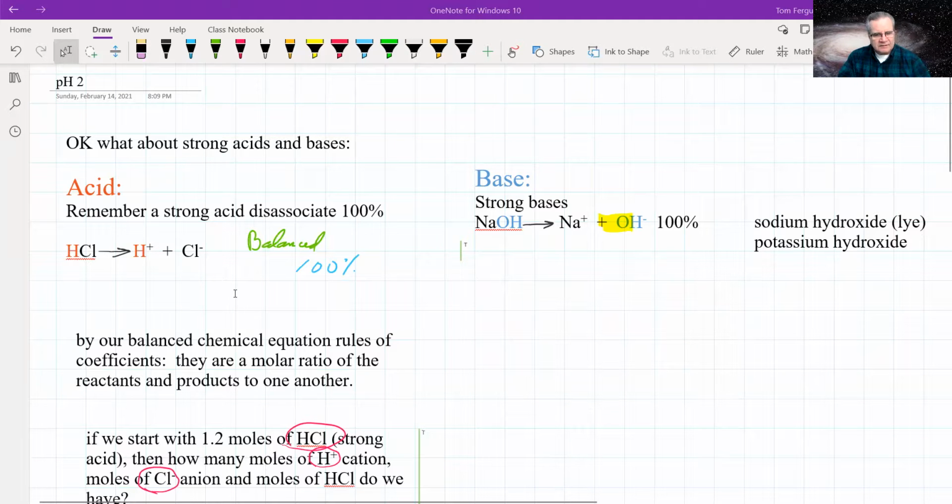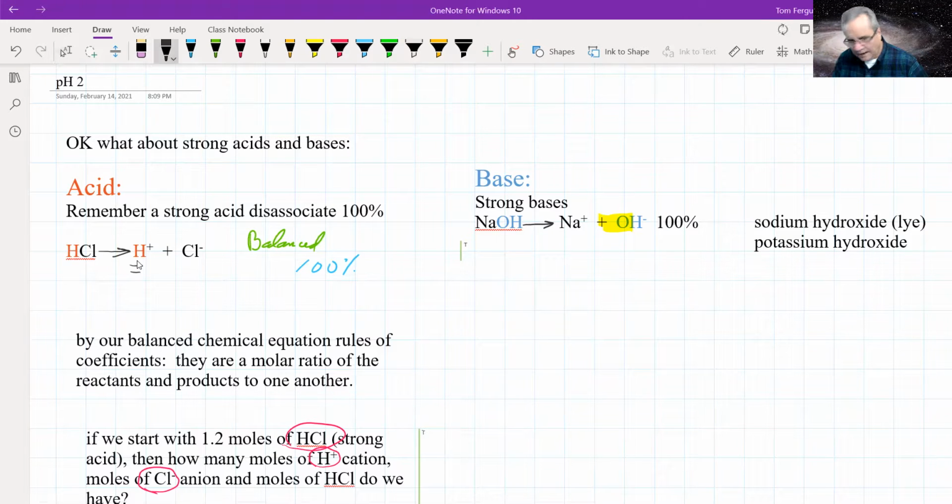Okay, so let's look at a typical strong acid, something like hydrochloric acid. A strong acid will dissociate 100% to hydrogen ion and chloride ion. And it is a balanced equation, so that means the coefficients are 1 to 1 to 1. A strong base like sodium hydroxide would 100% dissociate to sodium ion and hydroxide ion. And because it's balanced, it'll be 1 to 1 to 1.